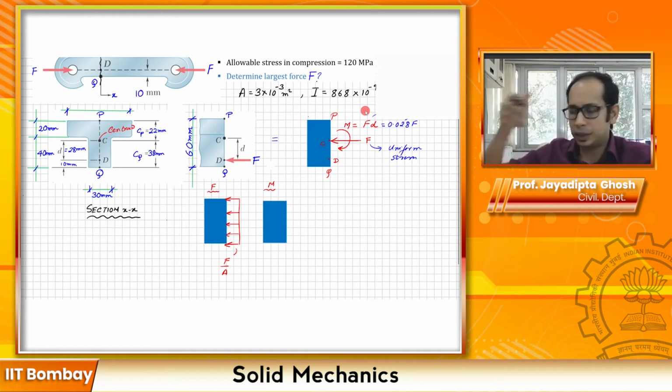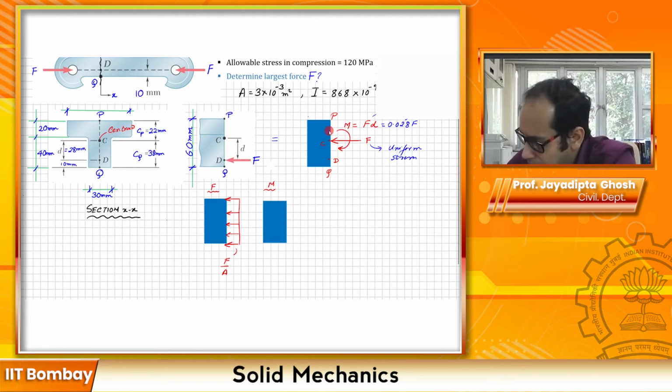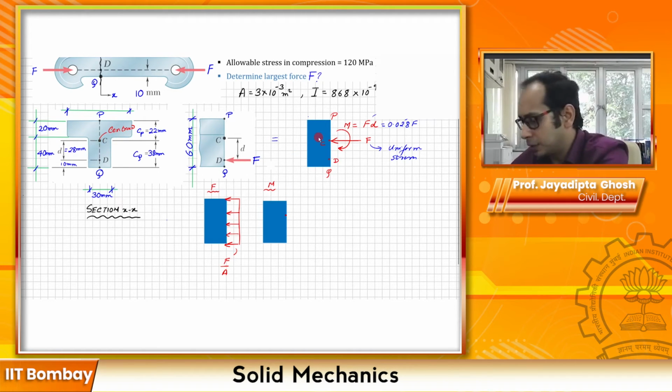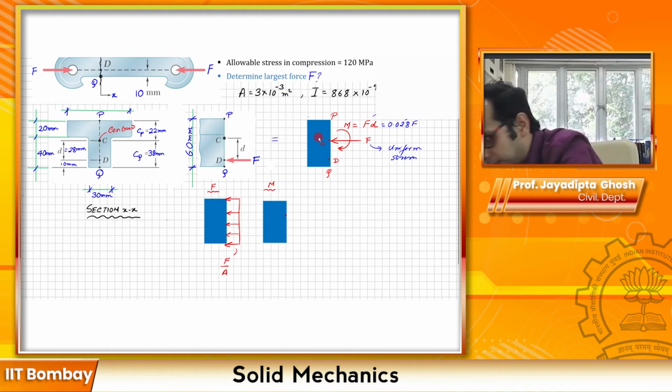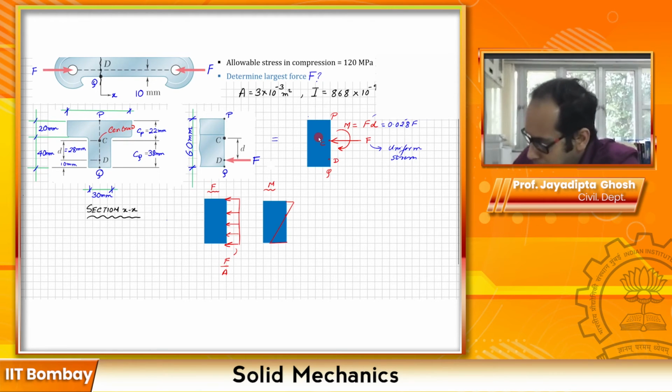Since M is acting clockwise over here, as you can understand, the bottom part will be in compression and the top part will be in tension. Your centroid is somewhere about this particular point. It's not exactly at the center, it cannot be, because it's not a proper rectangle. It will be slightly shifted up over here. But the stress distribution will be something like this. As we interpreted, the bottom is in compression.